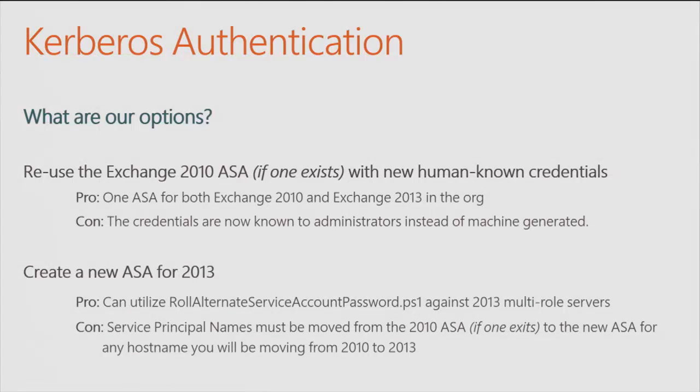There's commandlets that you can use to force the replication partners very quickly inside Active Directory to make sure that when you move these SPNs, it's as fast as possible, and then you can move your namespace over to 2013 and be able to use Kerberos immediately.